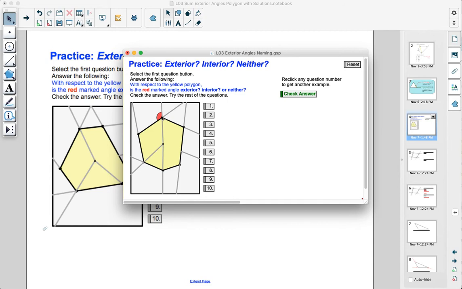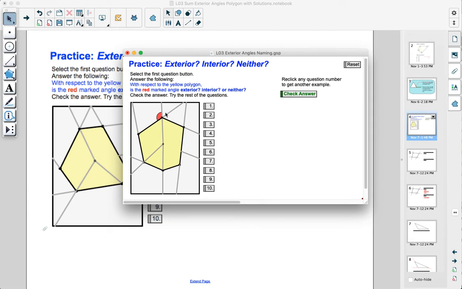So what kind of angle is number 6? It looks like it's on the outside. Is it an exterior angle? Let's take a look at how it's created. One arm of that angle is definitely a side in the polygon right here, but this other arm is not an extended side. We didn't create this line segment by extending this side. So this one is definitely a neither.